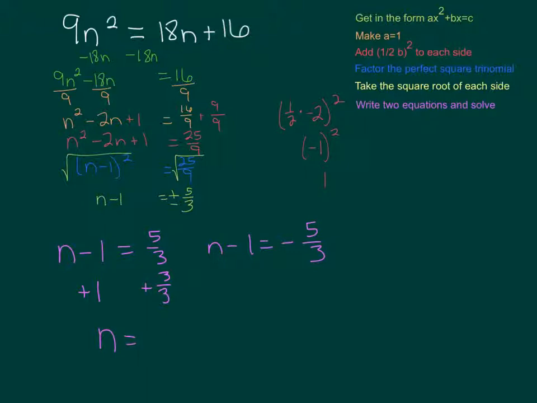So 5 plus 3 is 8. So that gives me 8 over 3. Also going to add 1 over here and a 3 over 3 on this side. And then negative 5 plus 3 is negative 2 over 3. So 8 over 3 and negative 2 over 3.